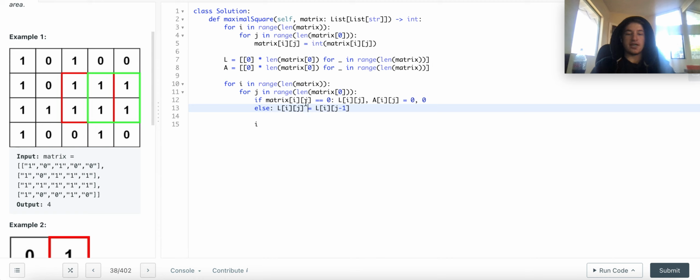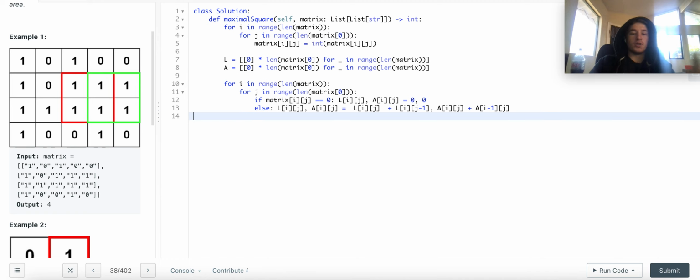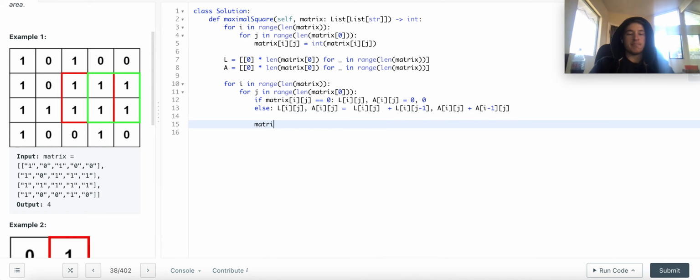So left of ij equals left of ij plus left of ij minus 1. And then a of ij equals a of ij plus a of i minus 1 j. So now you have the formulation for what's to your left and what's above you. And then you could say matrix at ij. So now we're doing the computation. It's the min of what?